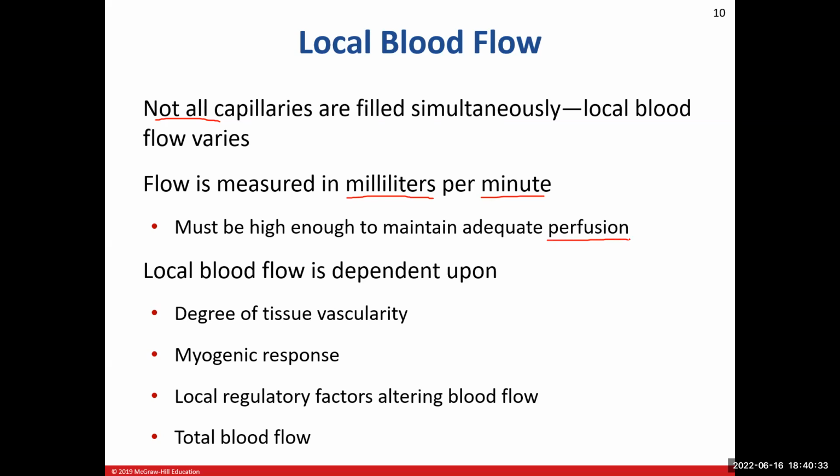When we're dealing with local blood flow, we're going to talk about a couple of factors. One, how many blood vessels are in that area for that tissue. We call it the degree of tissue vascularity. Two, what we call the myogenic response. Myo, think muscle, so we're dealing with some sort of muscle tissue here. The third one is local regulatory factors altering the blood flow, and we'll discuss that. And finally, what we call total blood flow.